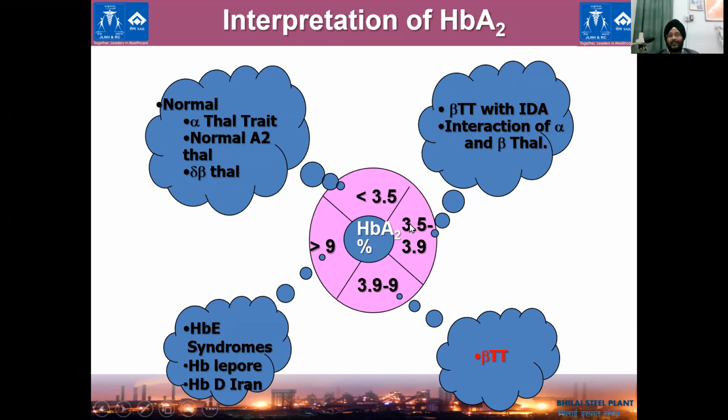So what about a value of 3.5 to 3.9? There is a controversy. Some say more than 3.5 is beta thalassemia trait, but in our country, IDA is very common. So we should think of beta thalassemia trait with IDA and should confirm it after correction of iron deficiency. And A2 of less than 9%, but more than 4, is beta thalassemia trait. And with more than 9, it could be HbE syndrome, it could be HB Lepore, or it could be HbD Iran.